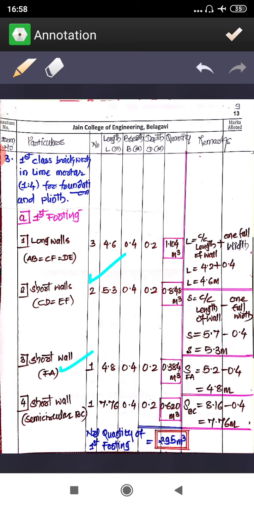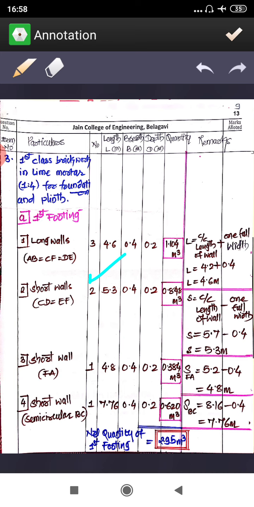Now we are going for the short wall FA. For this short wall FA, the length is 4.8 meter, that is 5.2 minus 0.4. So you'll be having 4.8 meter. Now that you have to take here, that is 1 into 4.8 into 0.4 into 0.2. So you'll be having the quantity as 0.384 meter cube.